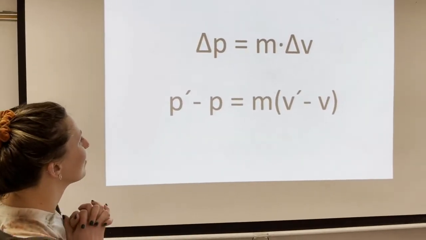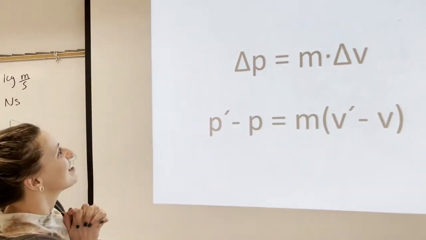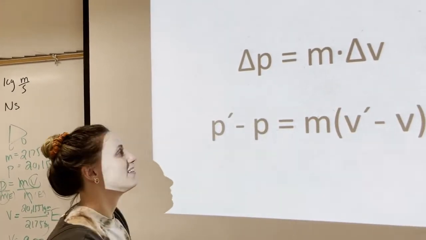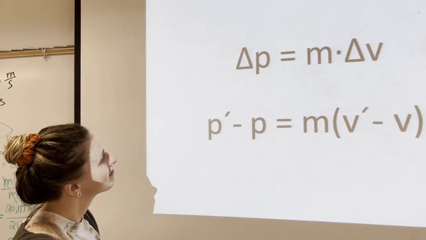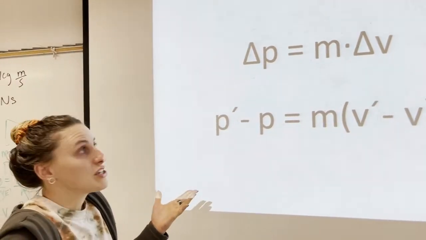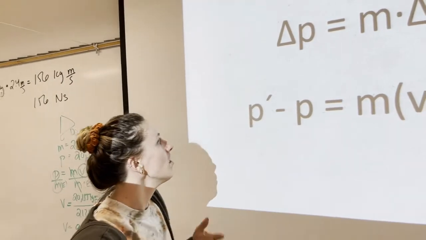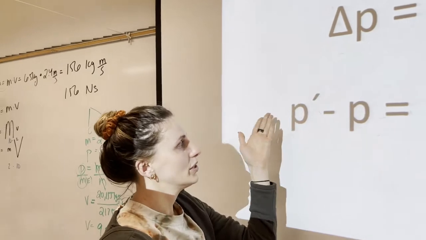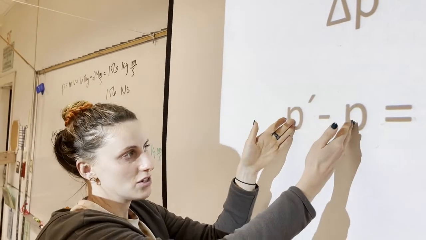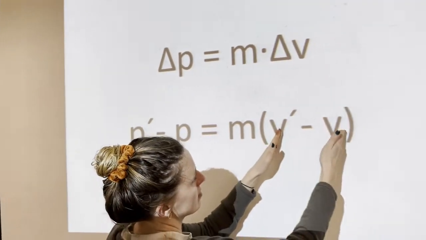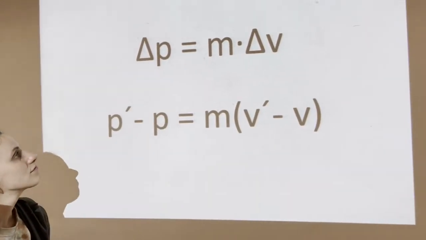And here we are, more equations. The change in momentum equals mass times the change in velocity. This is a simple thing. It just tells you when the momentum changes, it's the velocity that changes, like we just talked about with the bowling ball. Whenever you see this delta, this change sign, it just means final minus initial. Final momentum minus initial momentum equals mass times final velocity minus initial velocity.